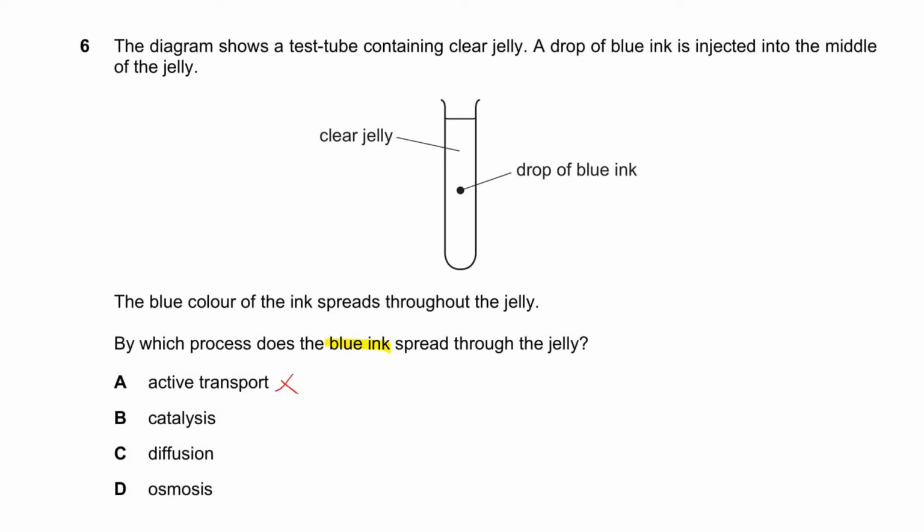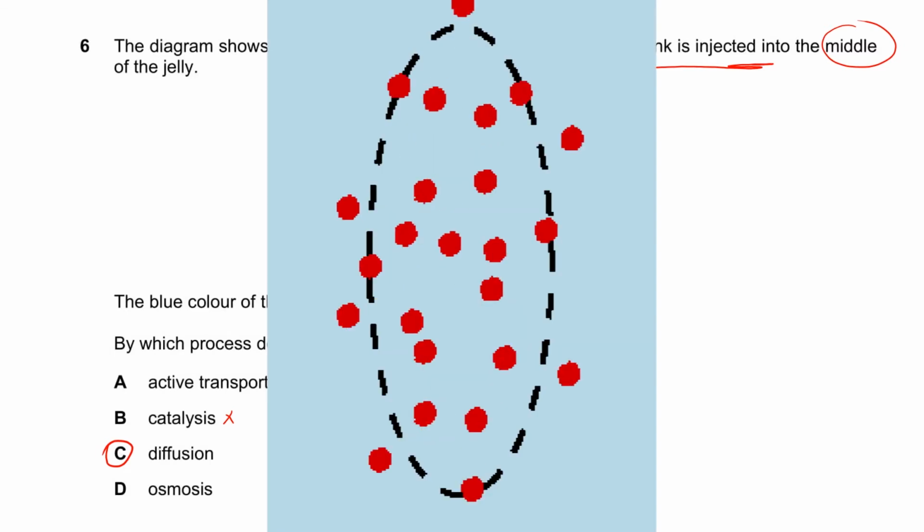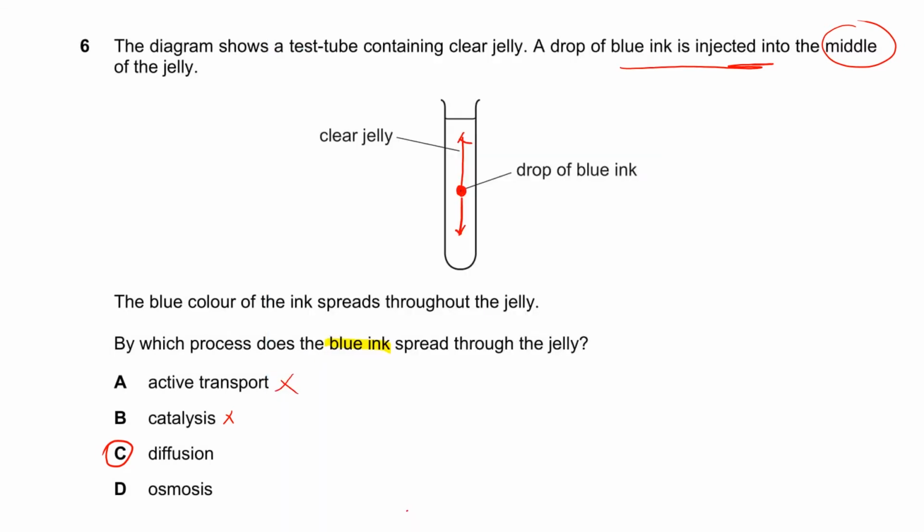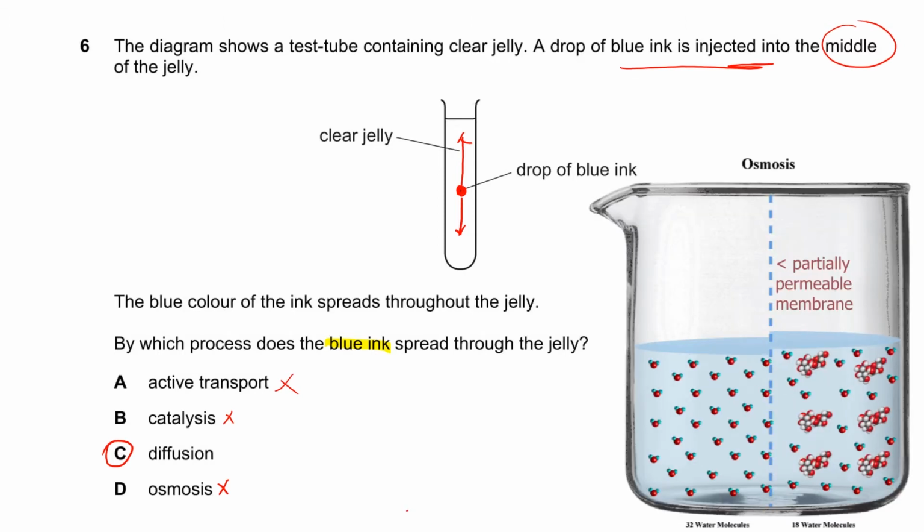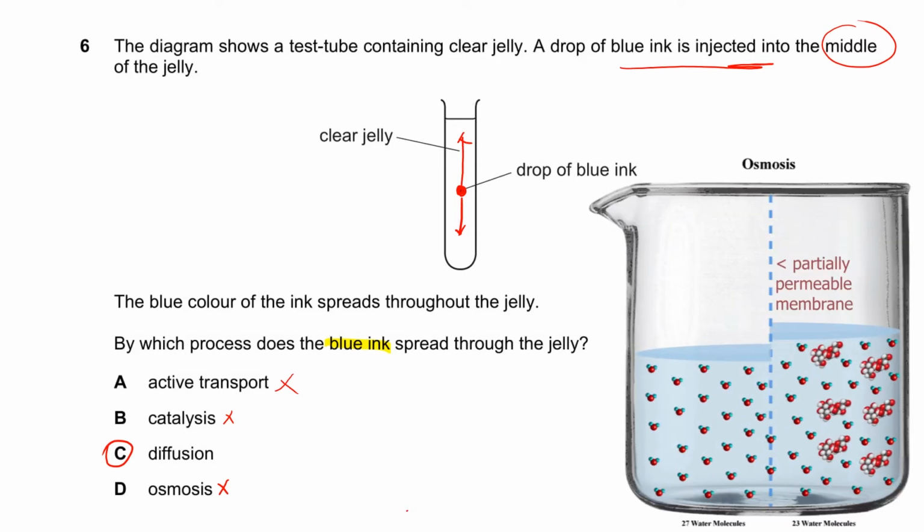It's not active transport because it's moving from an area of higher concentration where the blue ink is injected, which is the middle, to an area of lower concentration where there's no blue ink. It's not catalysis because there's no enzyme or any catalyst to speed up the chemical reaction, and it's not even a chemical reaction. It is diffusion because it's moving from an area of high concentration to low concentration. It's not osmosis because it's not the water that's moving, and there's no partially permeable membrane.